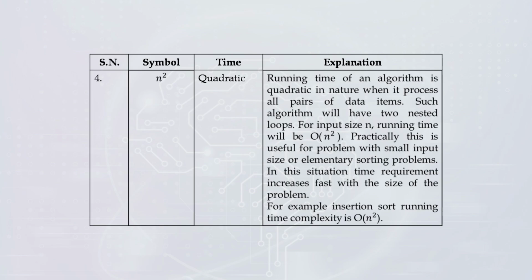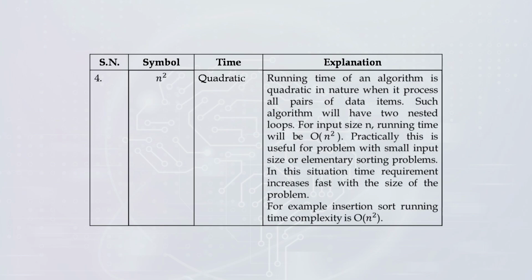Practically this is useful for problems with a small input size or elementary sorting problems. Like when we sort 10 elements or 20 elements. When we want to sort maybe millions or trillions of data, big O of n square is a very big number and it will take lots of time. In this situation time requirement increases fast, because n square growth is very fast compared to big O of n.